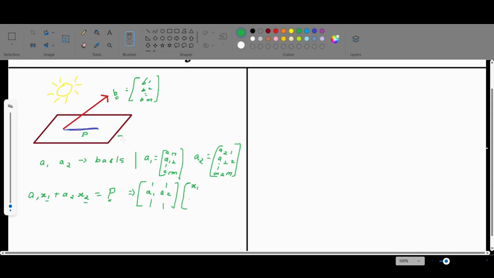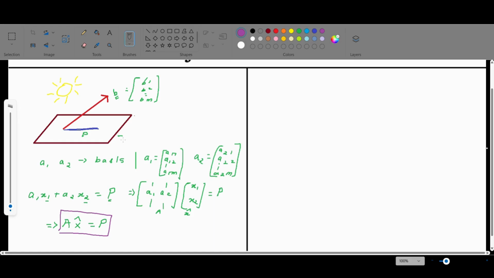And if we rewrite this, we can say that A times x cap. So we are representing the A vectors as this matrix A, and the x values or the scalar values as the vector x cap. And that is equal to P. This way, every component of A1 is multiplied by x1 and every component of A2 is multiplied by x2.